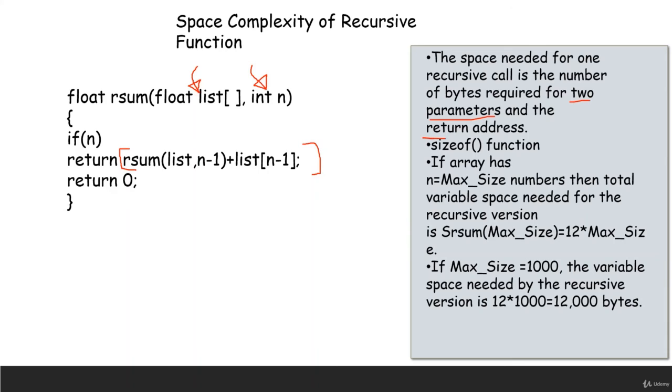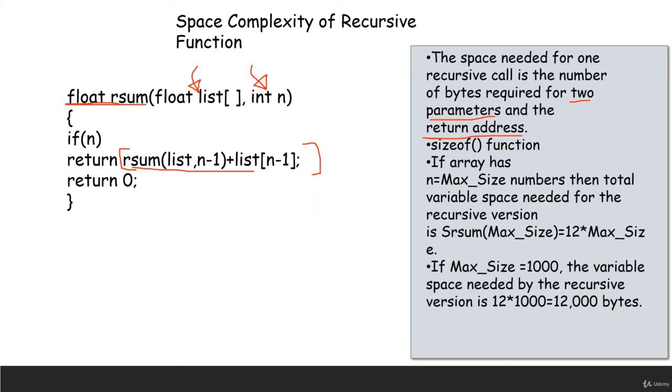What it actually means is, for one recursive call of this function float rsum, what will be the space needed? Space needed would be the number of bytes which these two parameters are taking, and also the return address, because this output is going to be stored at some address, and by default that address is having 4 bytes of memory.